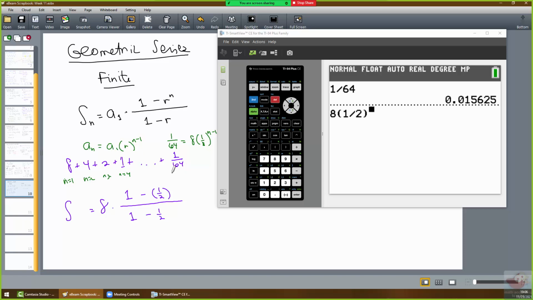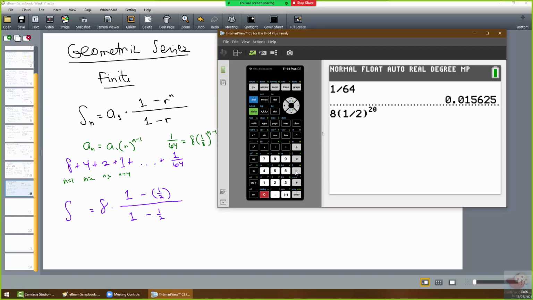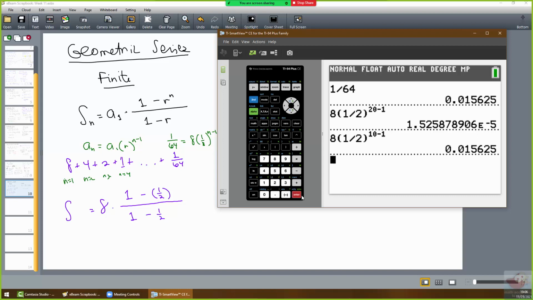Pick one. 20 maybe. Sure. So notice I'm purposely keeping in the format n minus 1. We'll talk about why. All right, this number is much smaller than 1/64, which means 20 is too far. So let's try something less. Let's try 10. All right, that was a very lucky guess. I did not mean to do that, but this is what you can do back and forth. Because I kept it in this format, then I know that n must be 10.